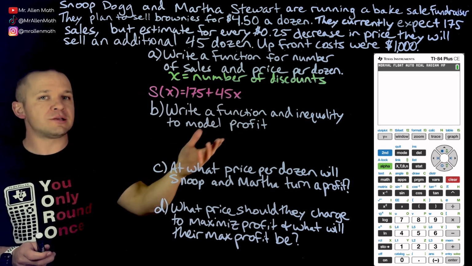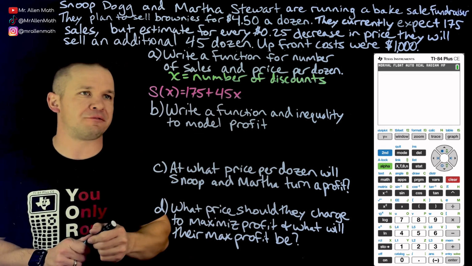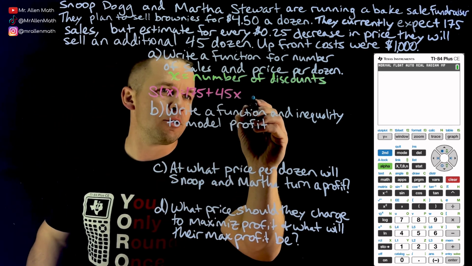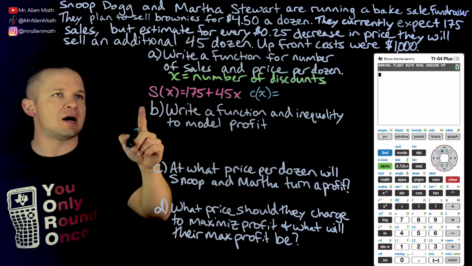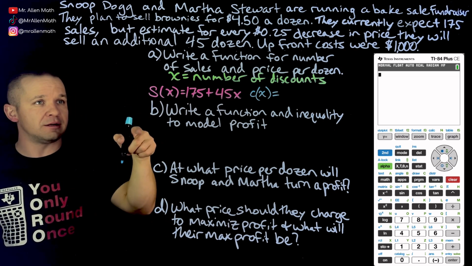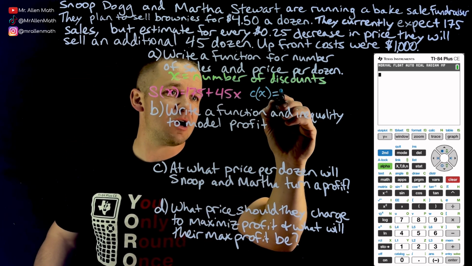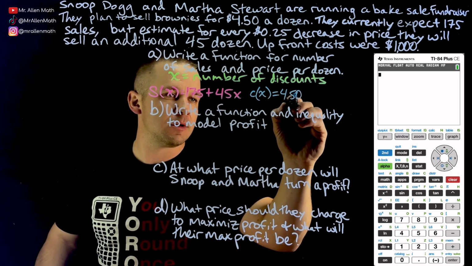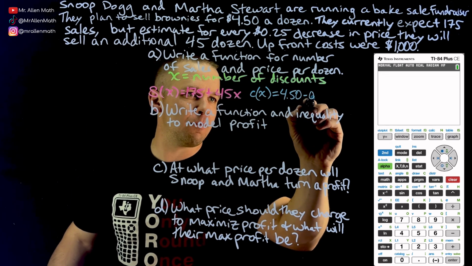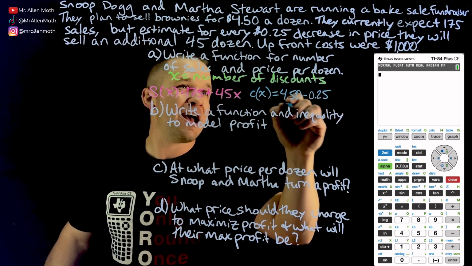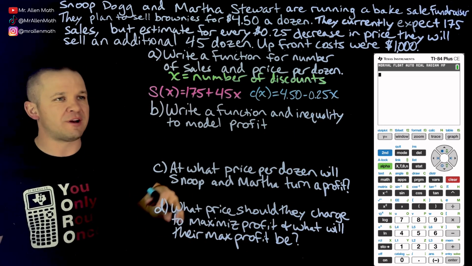So the cost, the price. I will do price because I'm going to reserve P of x for profit, okay? So we'll do cost per dozen. Cost is a function of x. Now my cost is $4.50 a dozen, and we're decreasing by 25 cents. So we're going to start at $4.50, and I'm going to subtract 25 cents, so 0.25, every time we discount, so x, right? 25-cent discount.